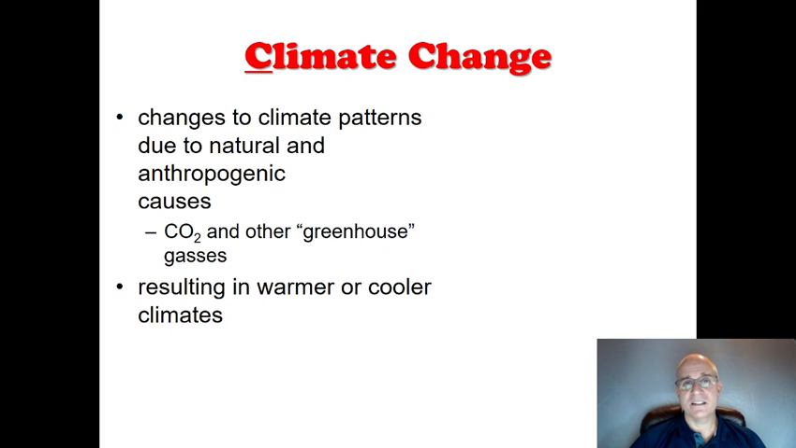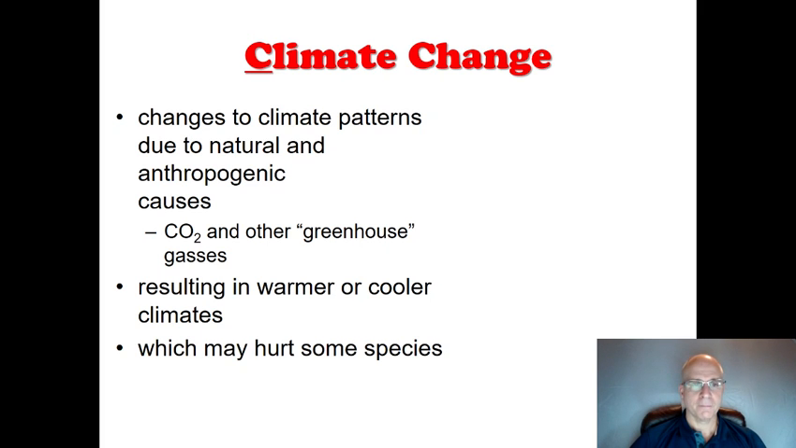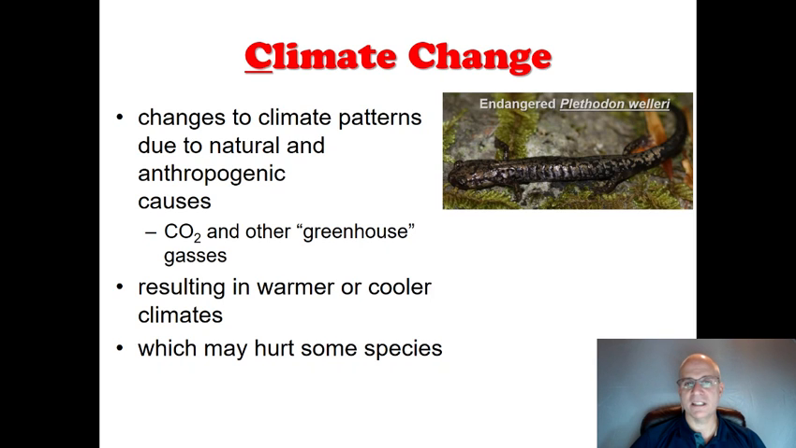Now, in many cases, this is going to end up in a warming of the climate. In a few small areas, it actually makes it cooler. That's why we prefer the term climate change as opposed to the old-fashioned term, which is global warming. And in fact, climate change can hurt some species. A really good example of this is a salamander that I have caught before, the Weller's salamander, or Plethodon welleri. Now, this particular salamander can only be found near the tops of 4 mountains in Virginia and Georgia.